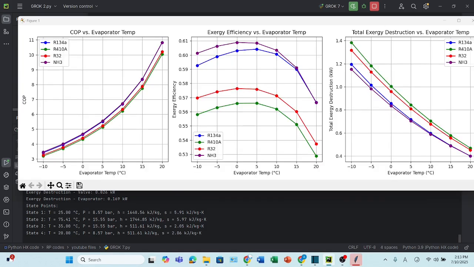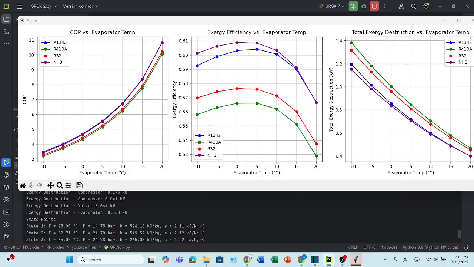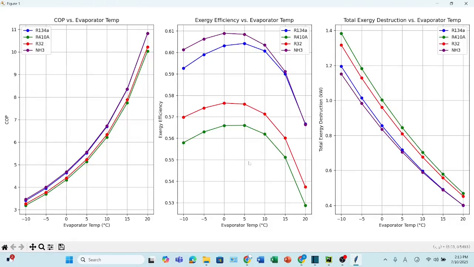So now we can see the exergy destruction values for the evaporator are positive, and all other components are also positive. And here we can see the correct results. With the evaporator temperature increasing, the COP increases, which is correct. And as the evaporator temperature increases, the exergy efficiency increases up to a point and then starts decreasing. So it's an interesting result. And here you can see that as the evaporator temperature is increasing, the total exergy destruction of the components is decreasing.